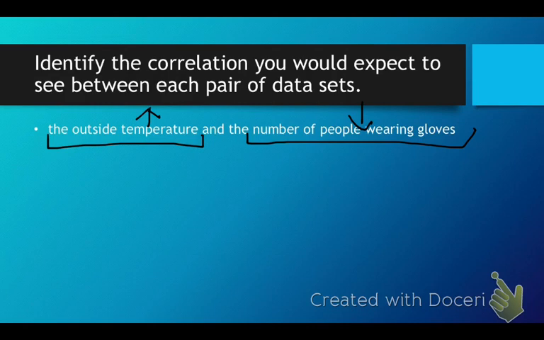So, as the outside temperature increases, the number of people wearing gloves goes down. That's a positive and a negative, so it's a negative correlation.